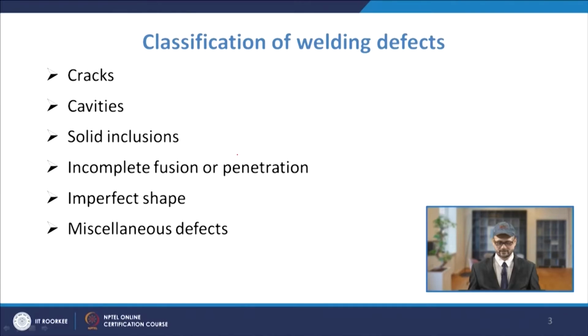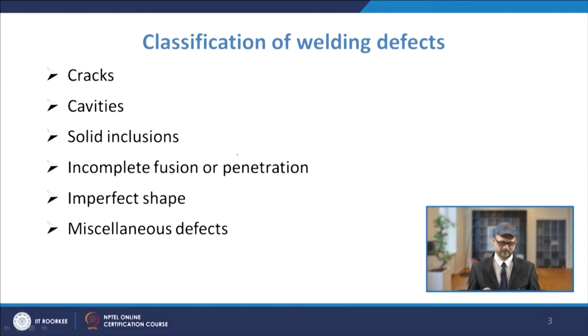If you talk about the classification of defects, the defects are classified first as cracks. There are different types of cracks, like cold cracks, hot cracks, crater cracks, and toe cracks. We understood cracks in our earlier lectures, where we talked about the different types of cracks and their generation. Then you have the cavities.